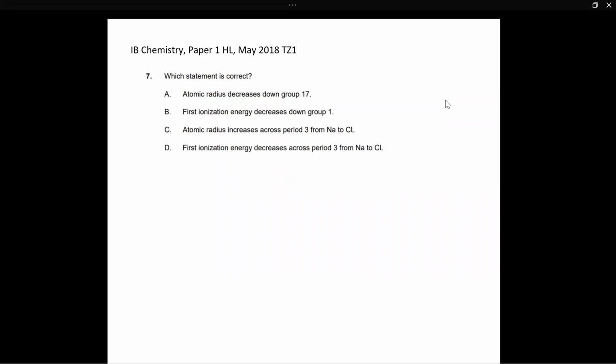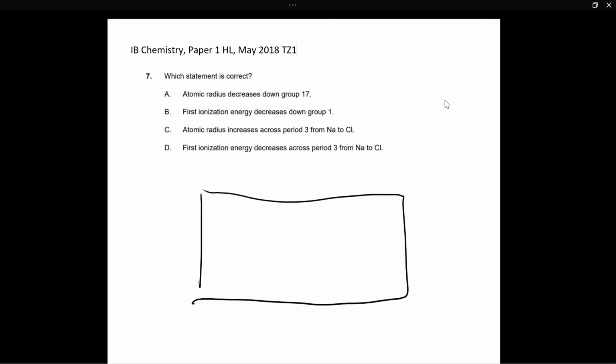Now, this is a very, very simple topic, right? It's all about understanding what they're trying to get, the concepts. And hopefully I'm going to be able to tackle some of the concepts here, mainly related to atomic radius and first ionization energy. Now, if we look at the periodic table, I don't know what all the elements in the periodic table are, but I am just going to imagine that this is a periodic table. Okay, so over here we have the group one metals.